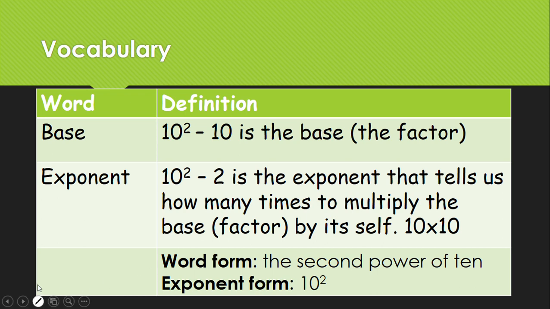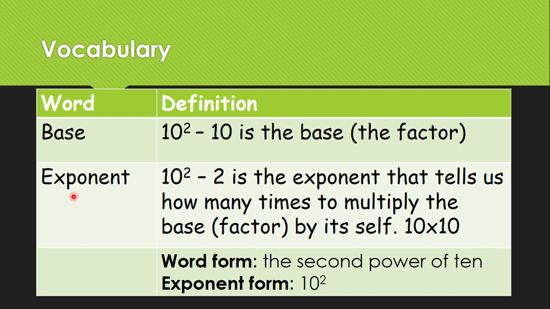Base, let's get my pointer here. So base right here is the base, here is the 10. So it's the number that's going to be multiplied. The factor is the correct terminology that we use for math.